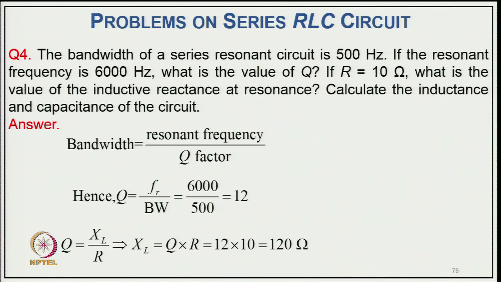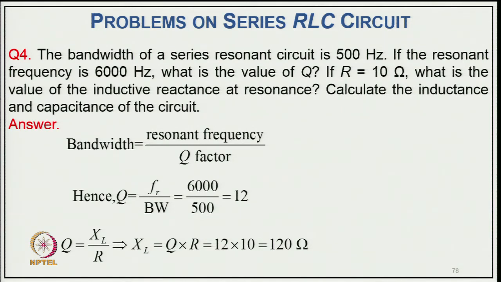So, now coming to question 4. The bandwidth of the series resonant circuit is 500 hertz. If the resonant frequency is 6000 hertz, what is the value of Q? If R equal to 10 ohm, what is the value of inductive reactance, and at resonance calculate the inductive reactance and capacitance of the circuit.